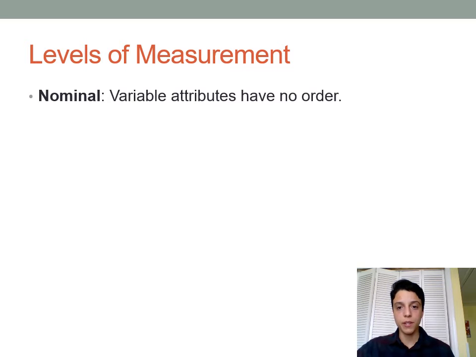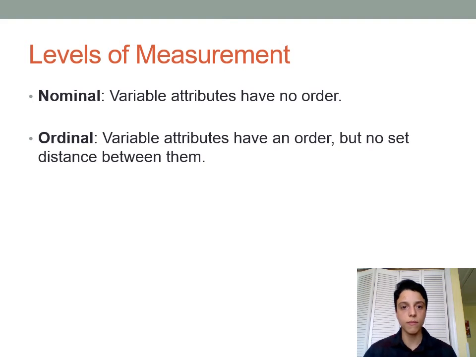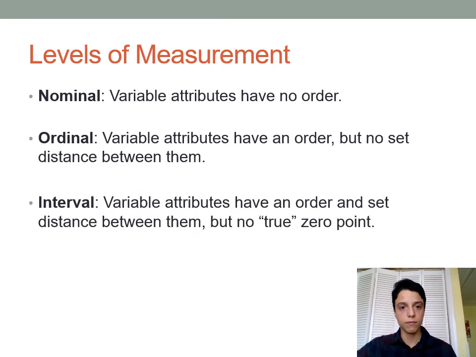The first level of measurement is called nominal. When a variable is at a nominal level of measurement, we would say that the attributes cannot be put in order from least to most. Again, I'm going to go through the definitions here, and then I'm going to go through more concrete examples. If a level of measurement is ordinal, we can say that the variable attributes can be put in order from least to most, but you can't be sure that there is the same amount of distance between each of your variable attributes. So there's no distinct distance between them.